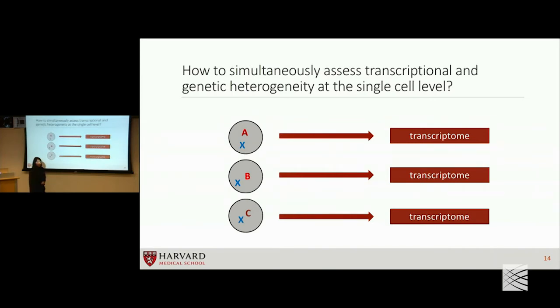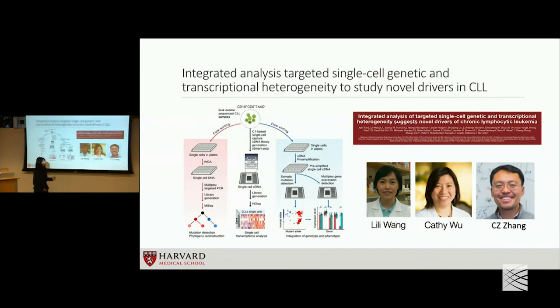And even though we do have certain techniques like GNT-seq, you might have heard from Marioni's lab, generally the approaches for doing this simultaneous assessment of DNA and RNA level information from the same single cells is still quite nascent. So actually, in collaboration with Catherine Wu and CZ Zhang and Lili Wang, we developed another integrated, targeted approach for simultaneous assessment of DNA and RNA level information from the same single cells.